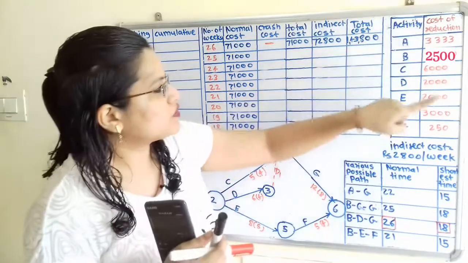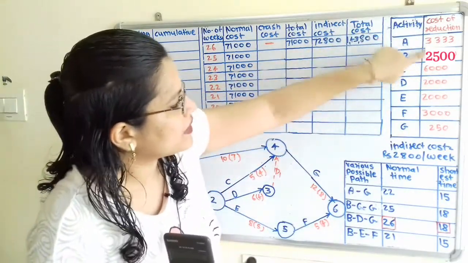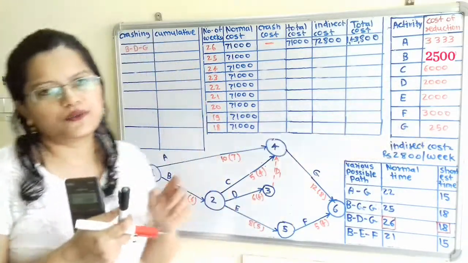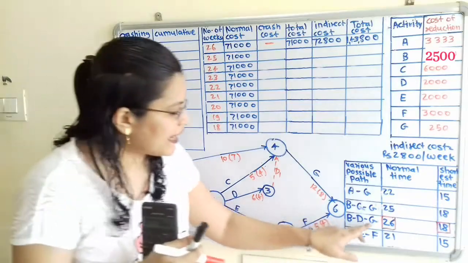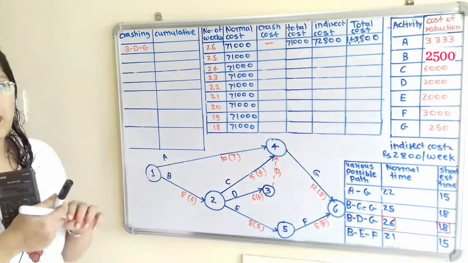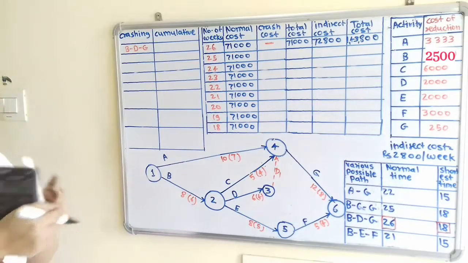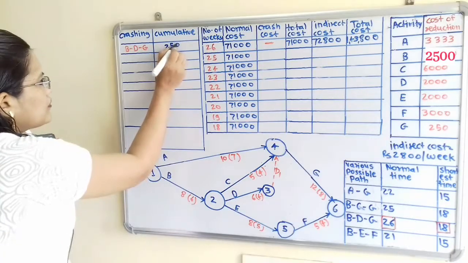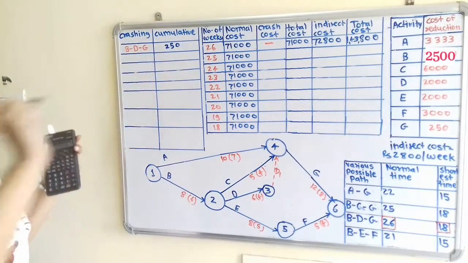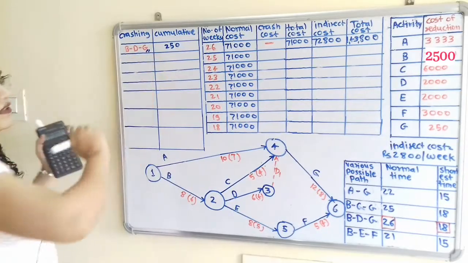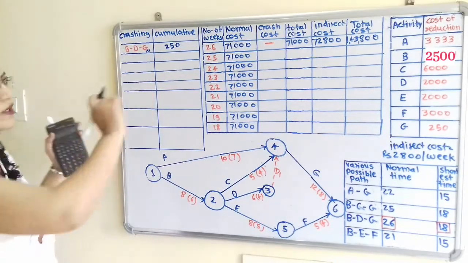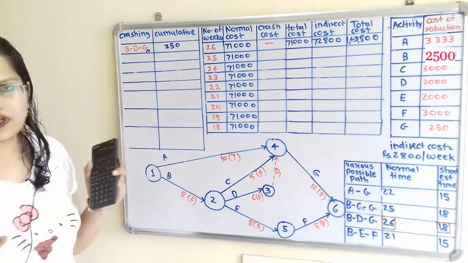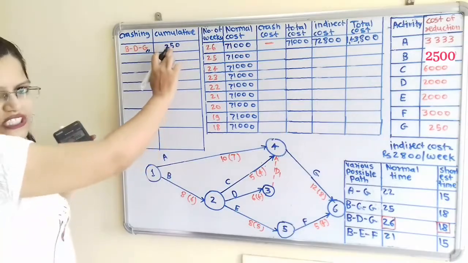Now we will refer the cost of reduction. So B is having 25,000, D is having 2,000 and G is having 250 rupees only. So if we select activity G, then there is the minimum cost. So here we will mention the cumulative cost, but because this is the first cost, there is no cumulative cost. The cost of reduction for activity G. So I will underline this activity G here, because I have selected this activity G. So it is 250 only. So this is the first change.